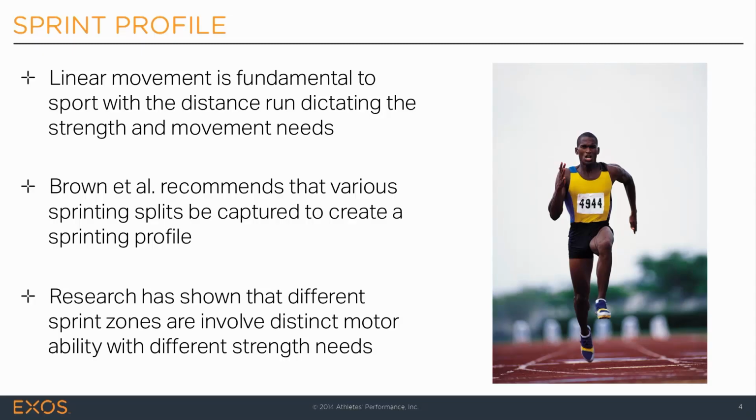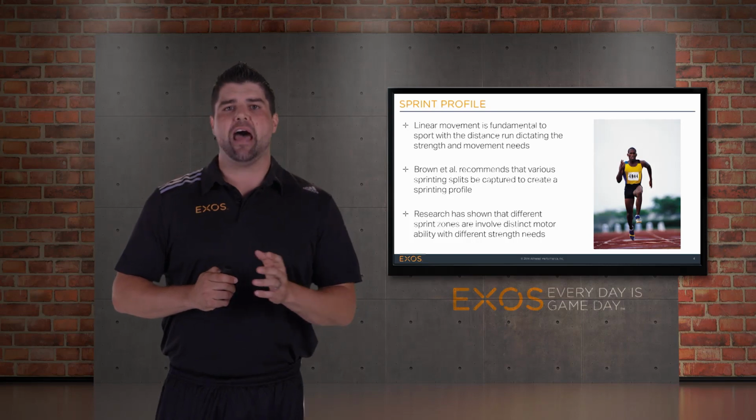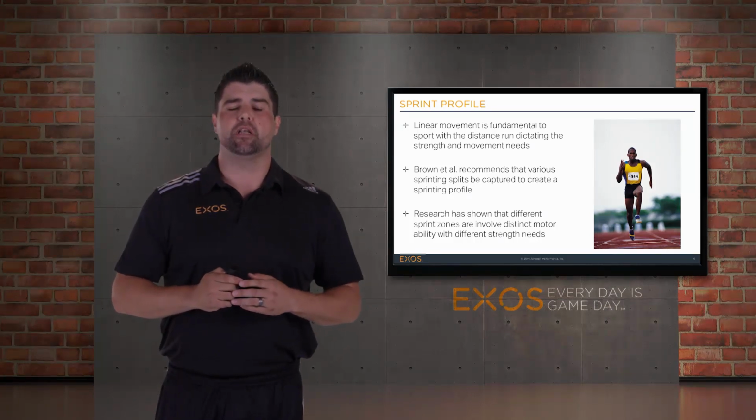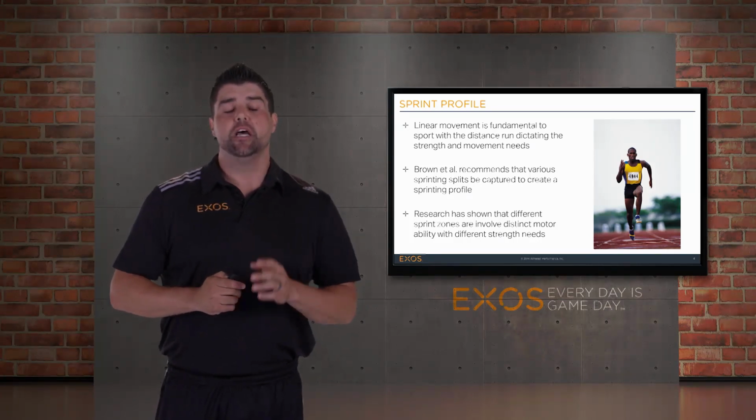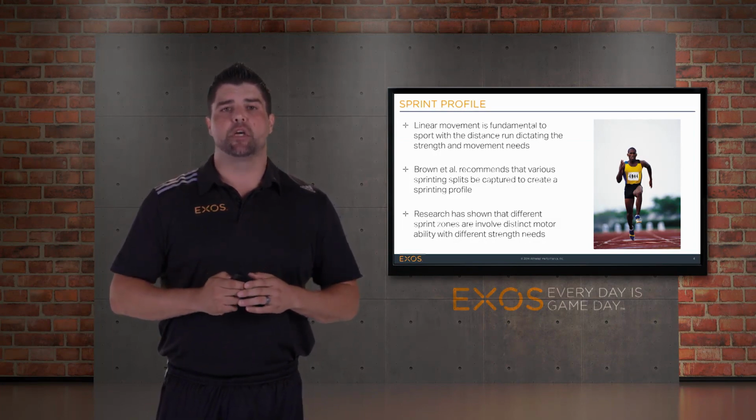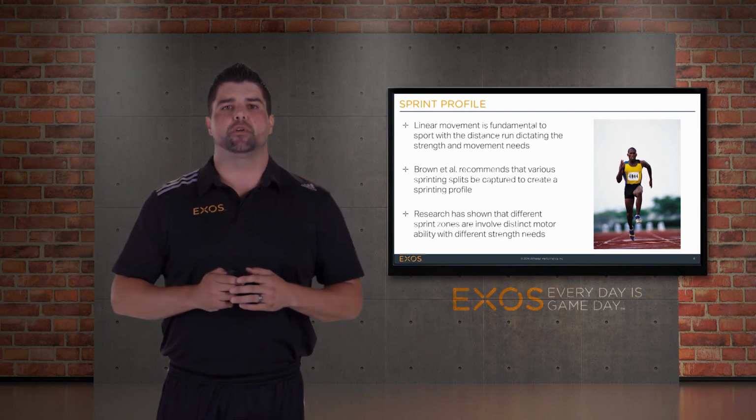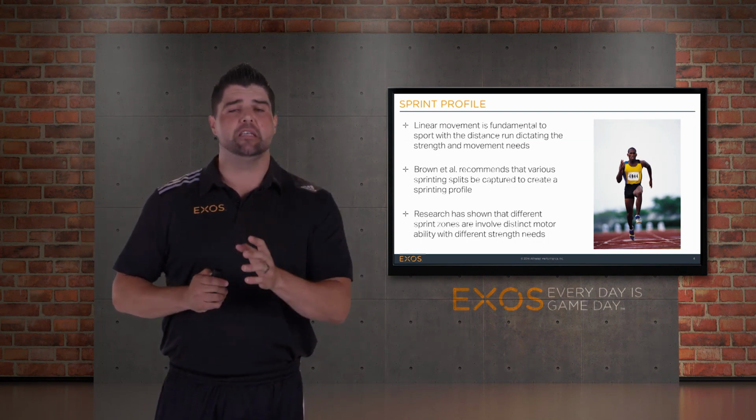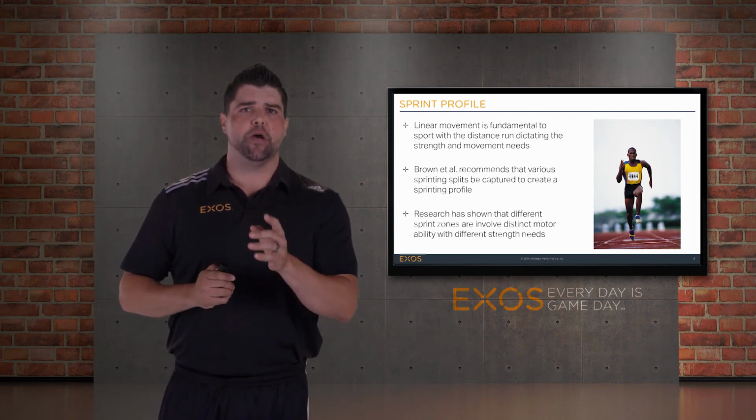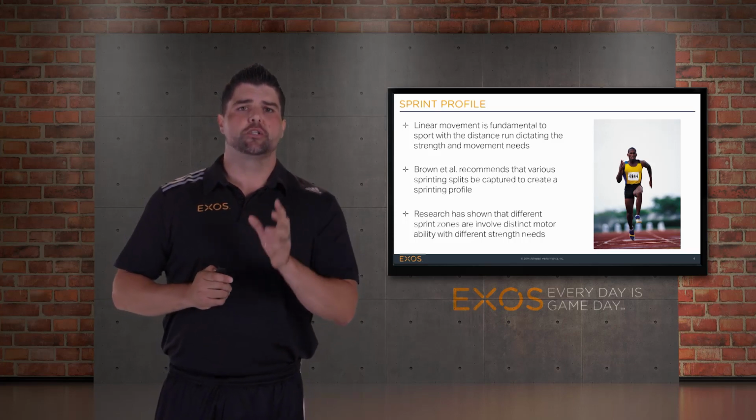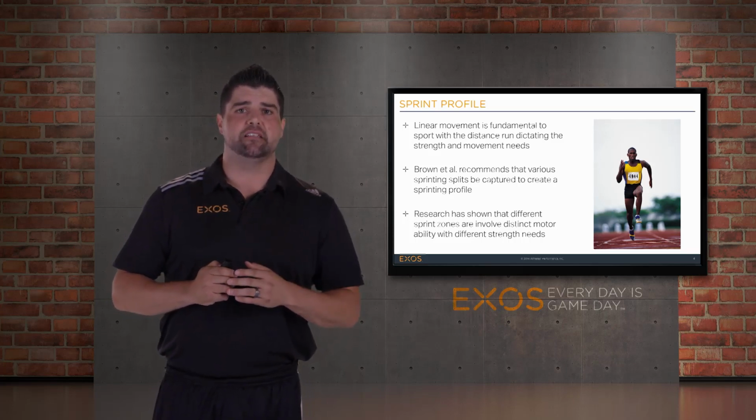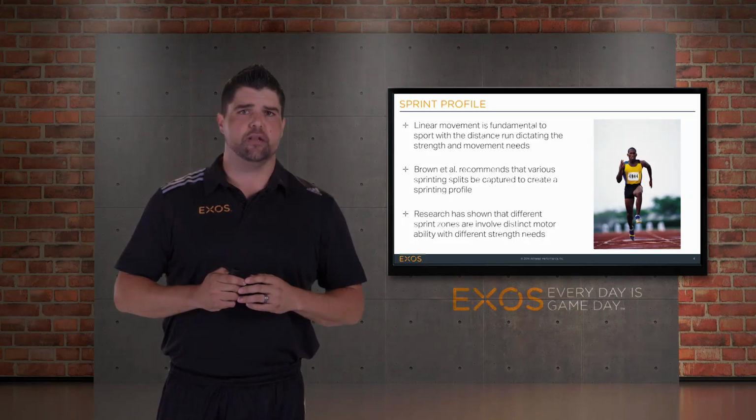From there, we know that Brown et al. recommends that various sprinting splits be captured to create a correct sprint profile. You could have 10 athletes that all play the exact same sport, but maybe potentially different positions. Some of them might need to spend a bit more time on the acceleration phase of sprinting, whereas others might need to spend a bit more time on absolute speed. At the end of the day, we know we're time limited, especially with athletic populations. So sprint testing, as well as our agility testing, should allow you to prioritize the training process.